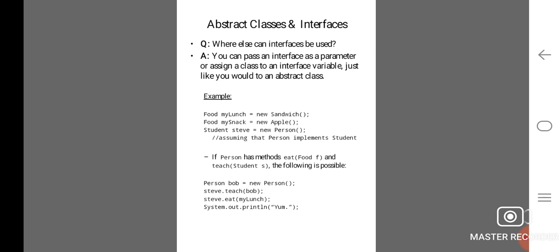Where else can an interface be used? You can pass an interface as a parameter or assign a class to an interface variable, just like you would to an abstract class. Example: Food myLunch = new Sandwich. Food mySnack = new Apple. Student steve = new Person, assuming that Person implements Student.